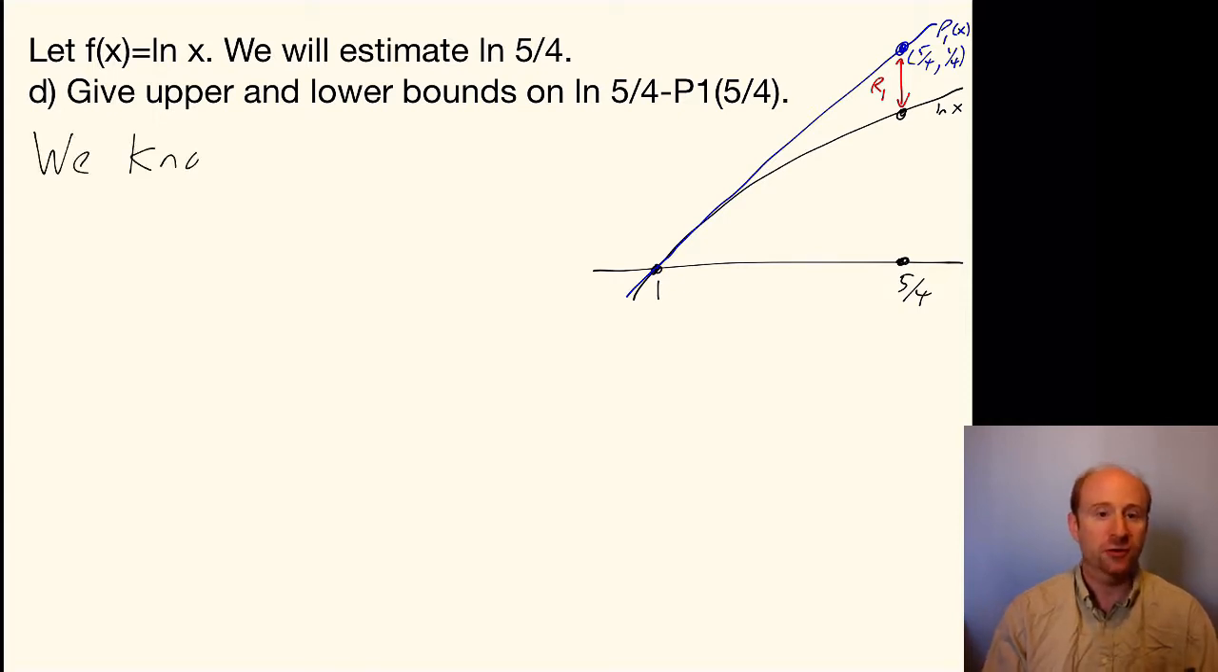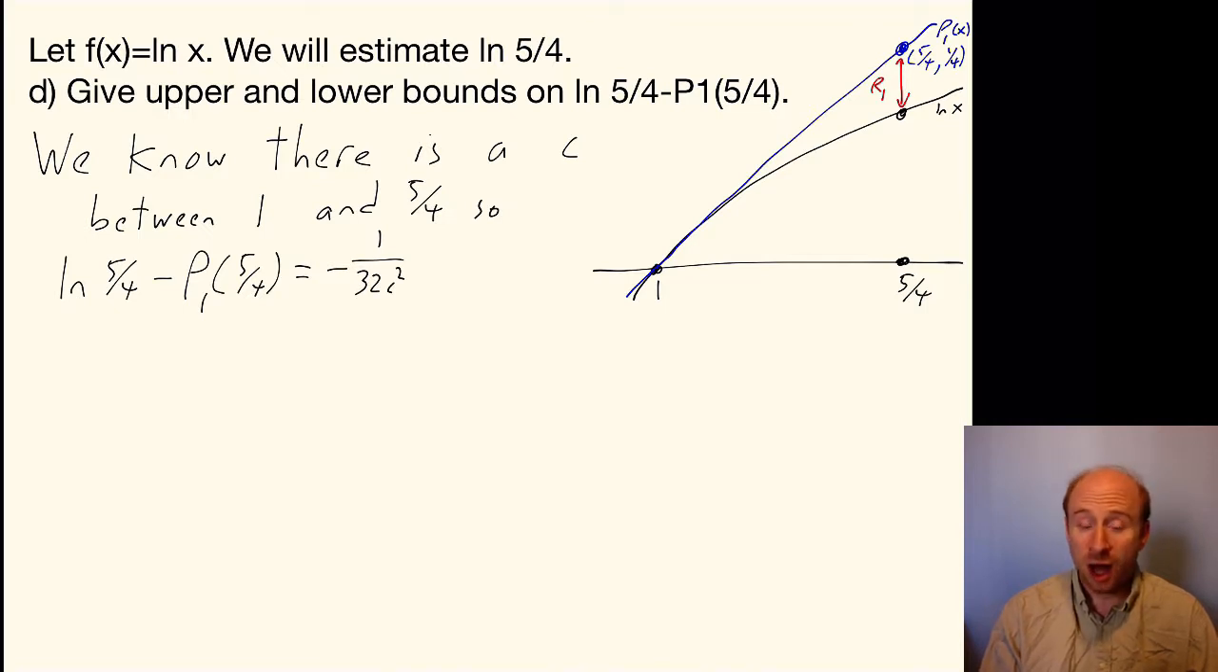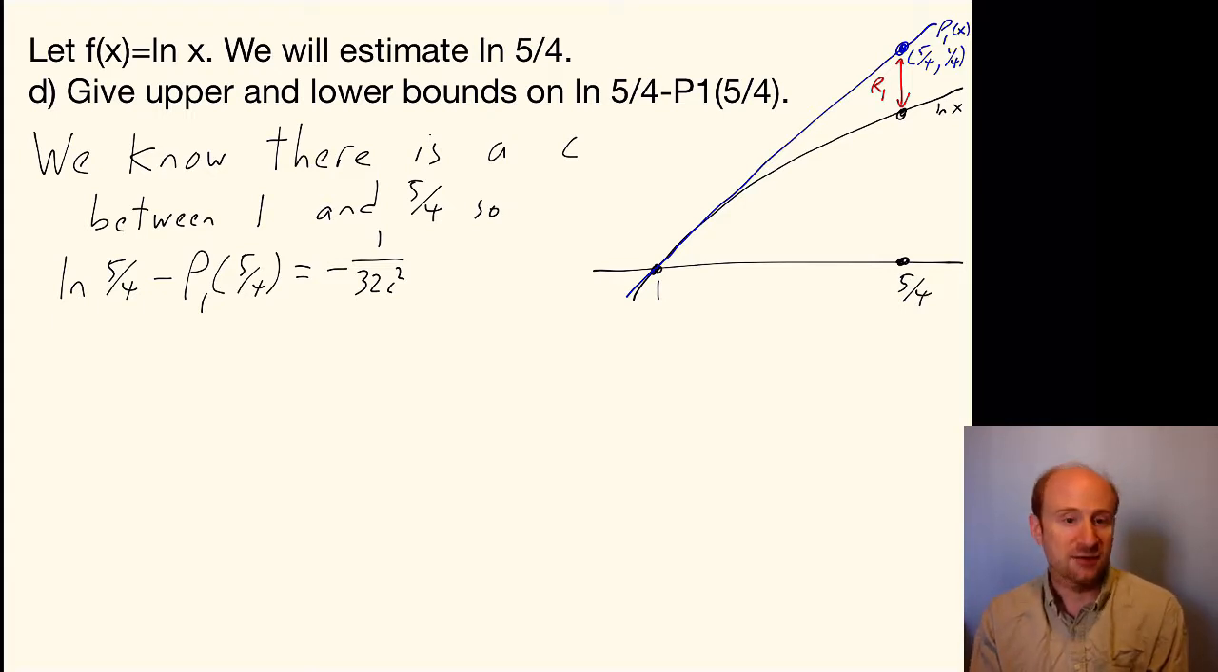So let's copy over what we said on the previous page. We know there is a c between 1 and 5 fourths, so that the difference, log of 5 fourths minus P1 of 5 fourths, is negative 1 over 32c squared. And to find an upper bound, we need to ask, what is the largest that negative 1 over 32c squared can be?